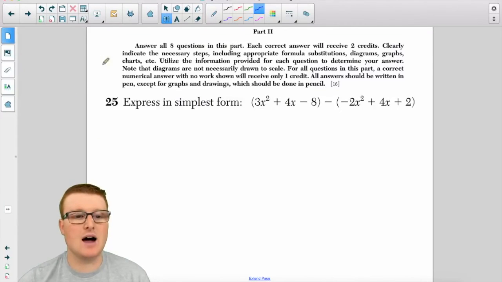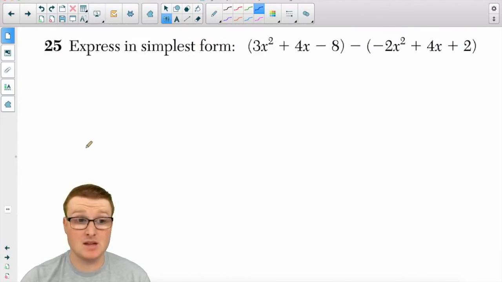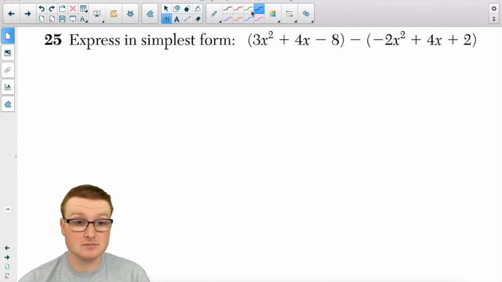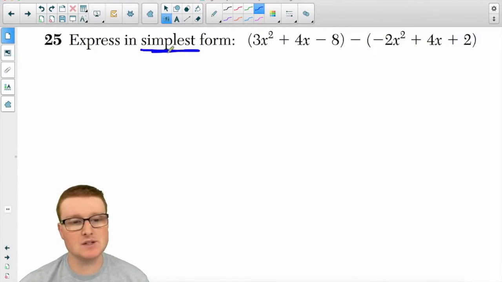To number 25 of this exam. And we begin with an easy question. Here we go, number 25. Express in simplest form: 3x squared plus 4x minus 8 minus negative 2x squared plus 4x plus 2. In other words, if they say simplest form, they're really saying combine like terms.